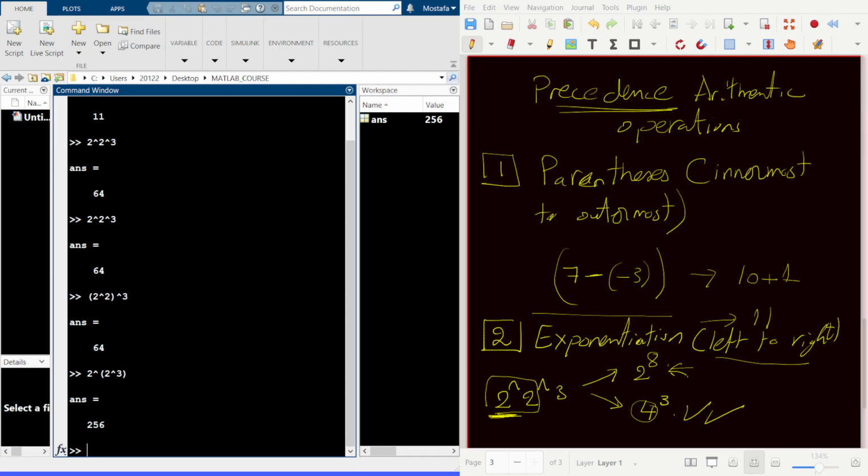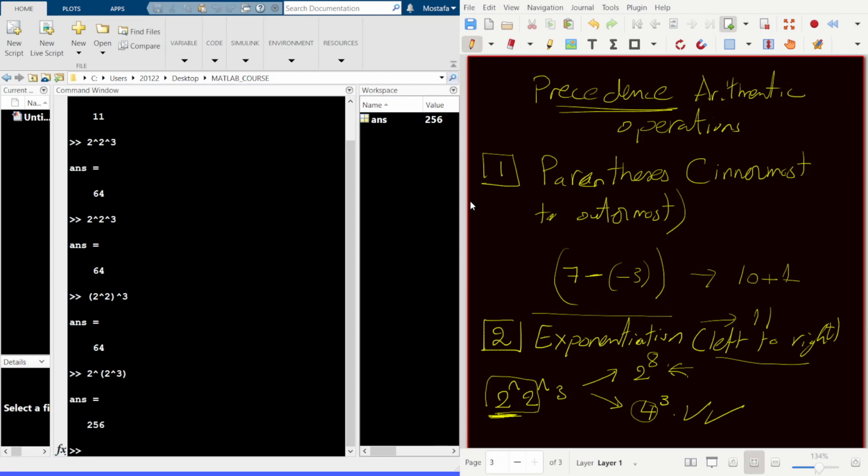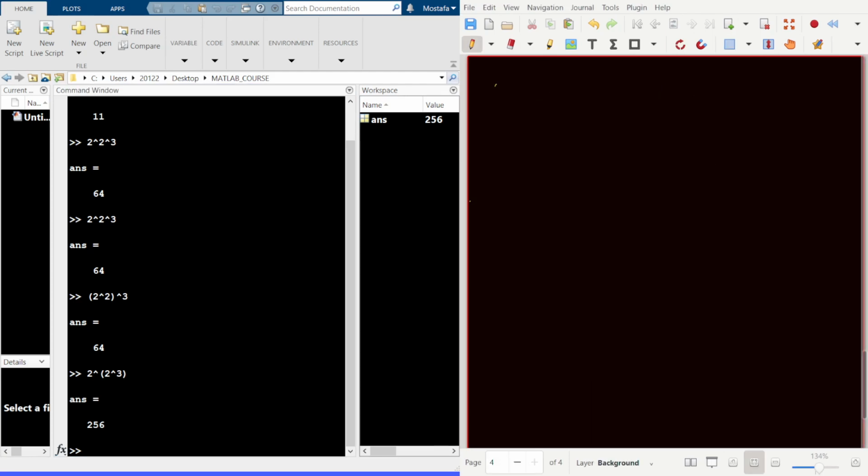The third rule, when it comes to the order of precedence or hierarchy, rule number 3 is negative sign. So negative sign has third priority. And to contrast this with the priorities that we discussed, number 1 first is the parentheses, and then the exponentiation, and then the negative sign. So to make this clear, let's try to calculate minus 5 raised to power 2.